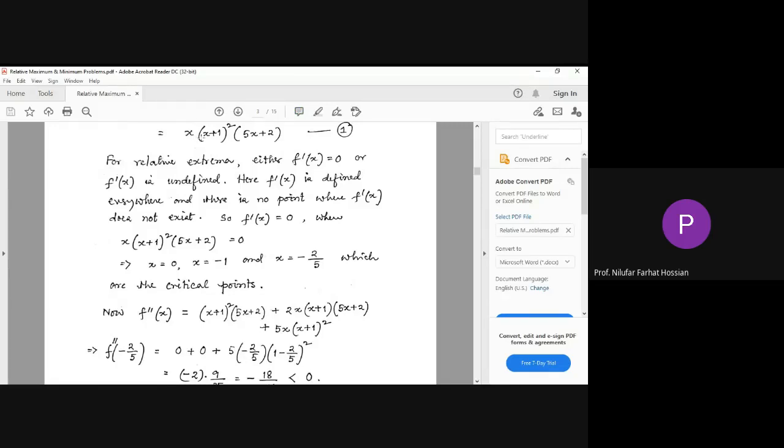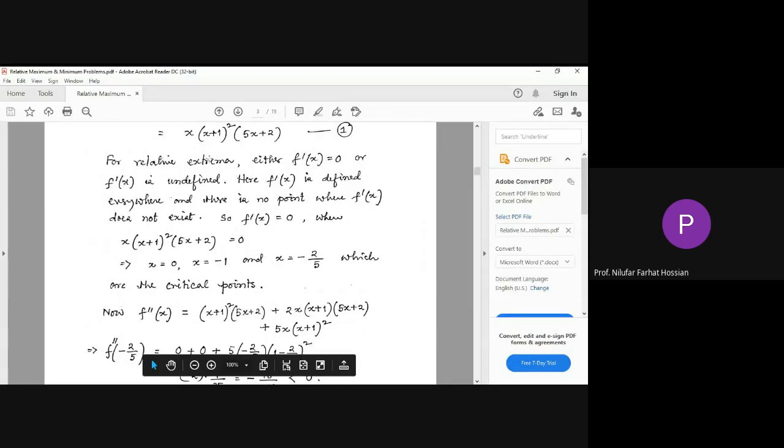There are 3 factors here. So you keep 2 factors fixed and differentiate 1 factor. So at first I have kept these 2 factors fixed, x plus 1 whole square into 5x plus 2. So x plus 1 whole square into 5x plus 2 into ddx of 1. ddx of 1 is 1. So x plus 1 whole square into 5x plus 2.